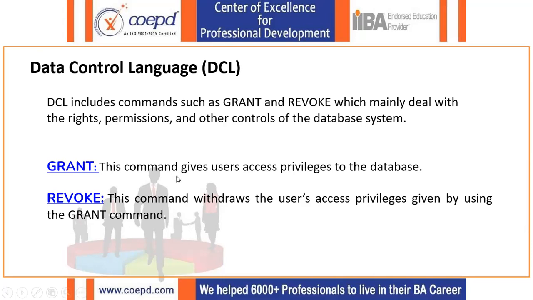The grant command gives users access privileges to the databases. It's not possible to access the database without a password or without a command, so we make sure we have a certain command, that is the grant command. If you use the grant command, only then will the database be open. And the next one is revoke. This command withdraws the user access privileges given by the grant command. If by mistake, without knowing about the database, we do something in the database, the database administrator can immediately use the revoke command to withdraw the permissions from that particular person. So at that time, you use revoke and grant.